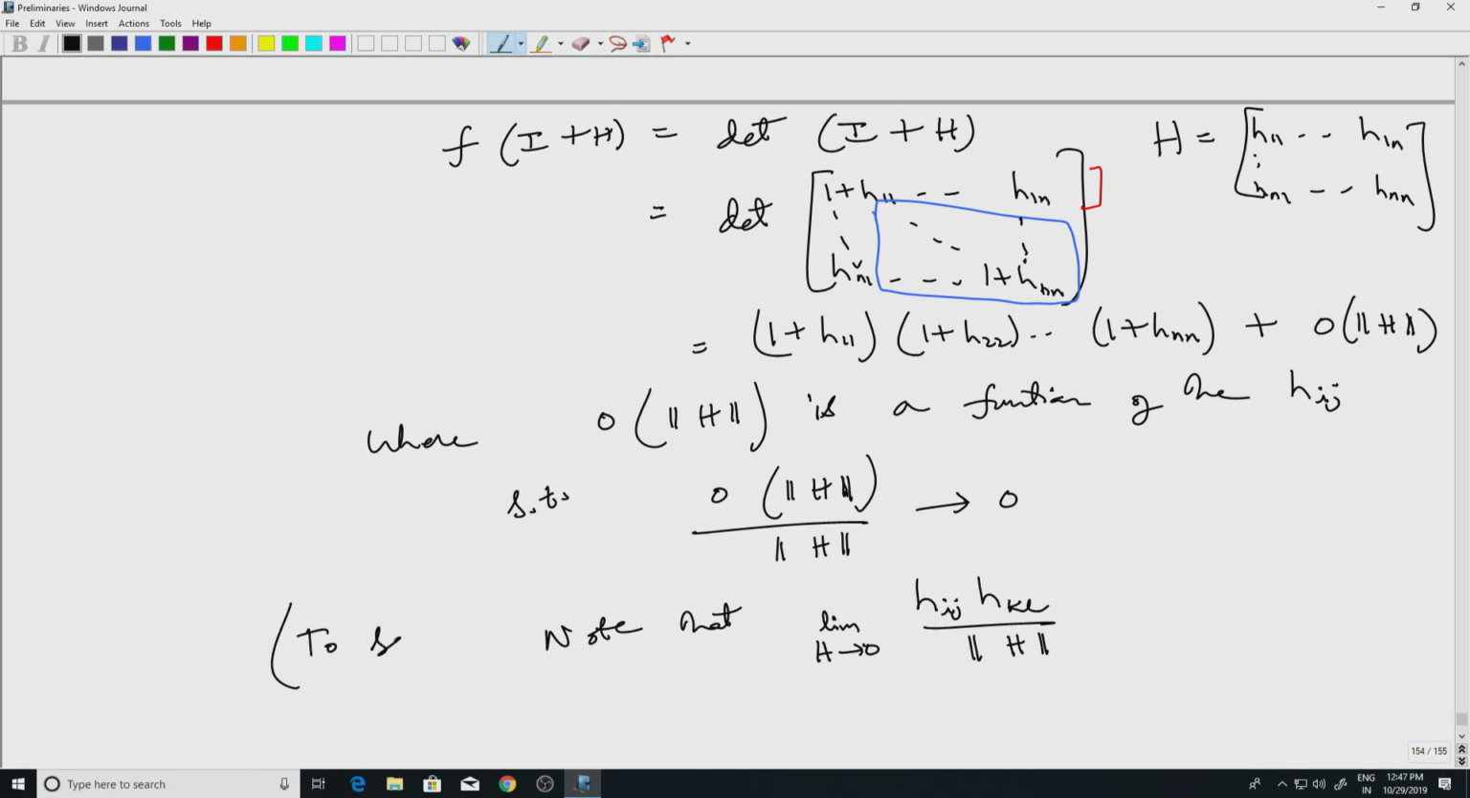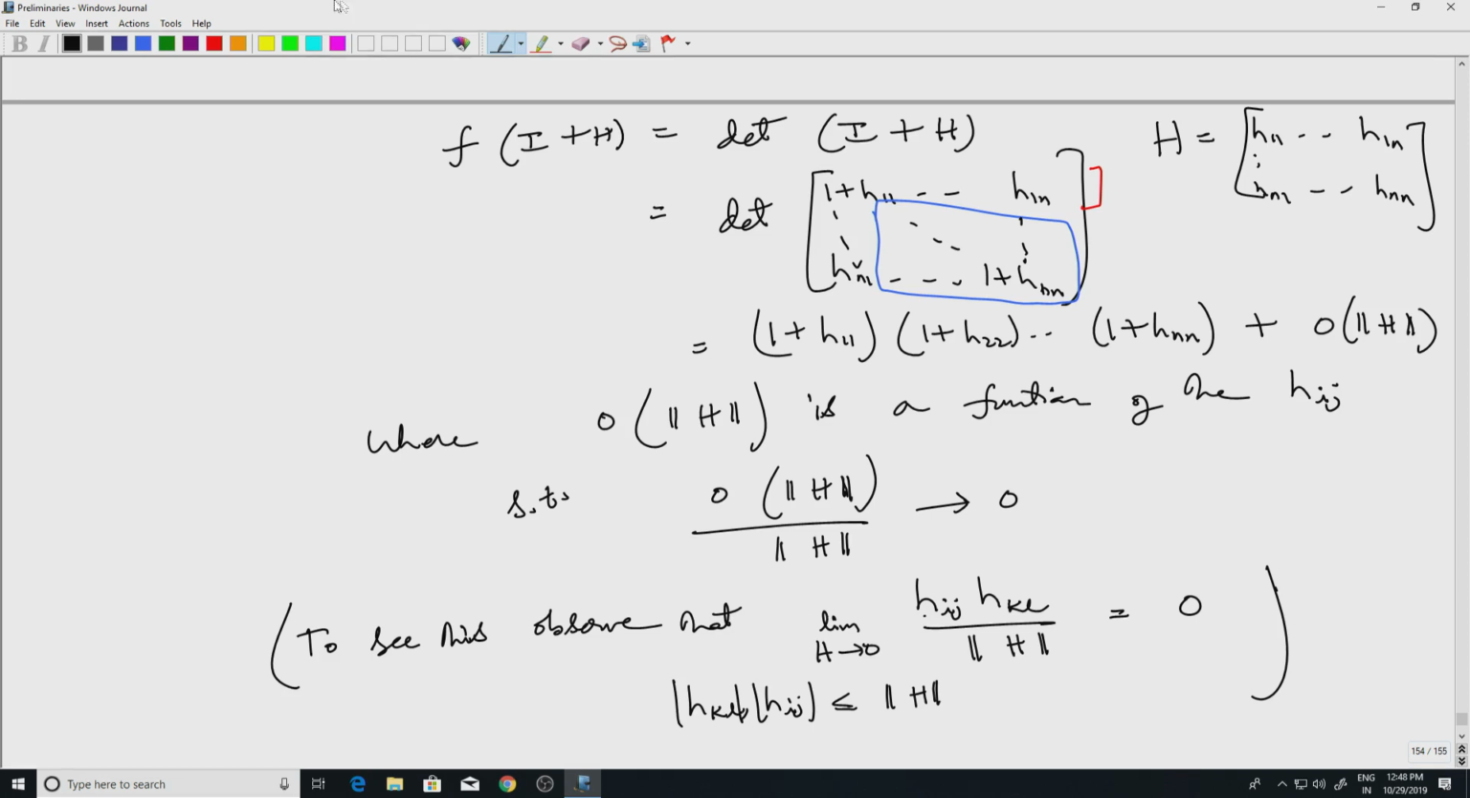To see this, observe that this is equal to 0. So the moment you have a product of two or more of the Hij, I have this property. That this is 0 is quite clear because Hij will be less than or equal to norm h. Both Hij and Hkl are less than or equal to norm h. So the product, when I take absolute value, in fact I can put absolute values here.